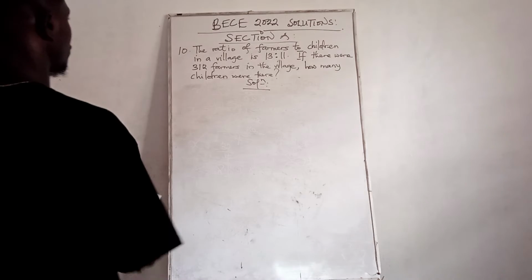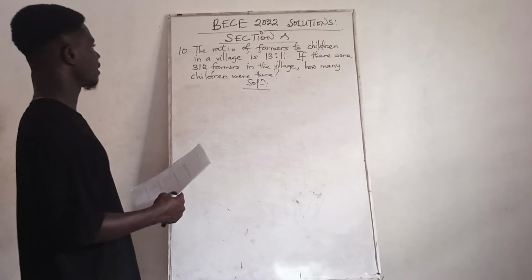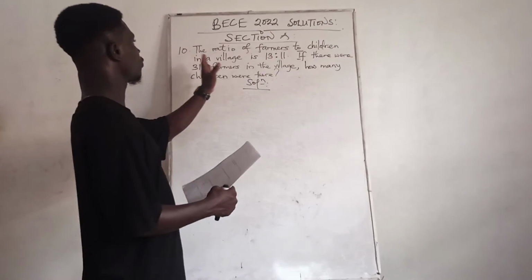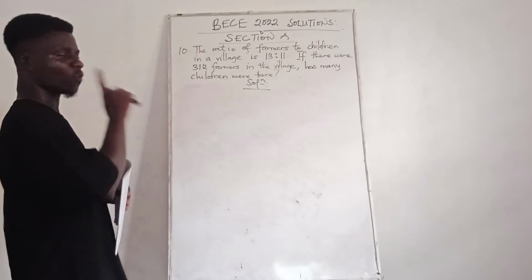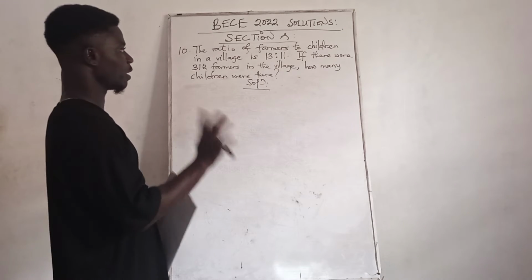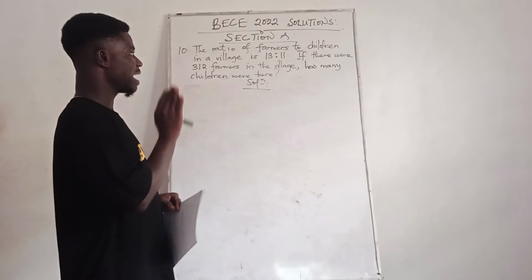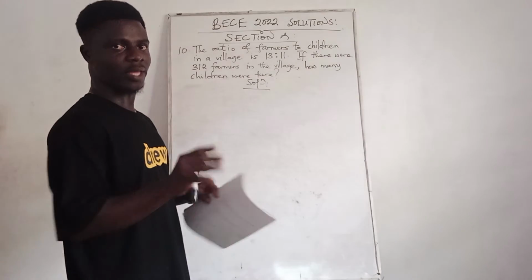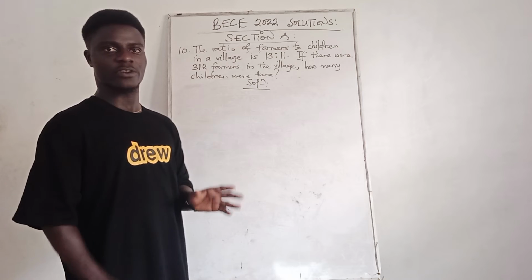Alright, so let's move on to our last question for this tutorial. Question 10. The ratio of farmers to children in a village is 13 to 11. If there were 312 farmers in the village, how many children were there? This time around, we can use 2 methods in solving this, which is very, very simple.